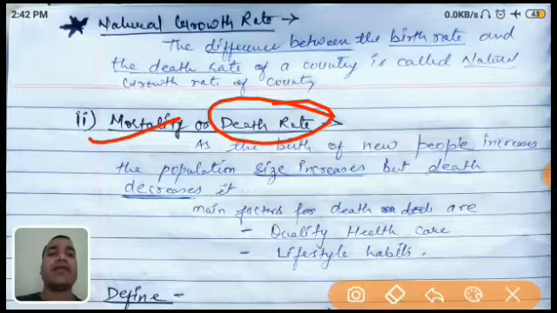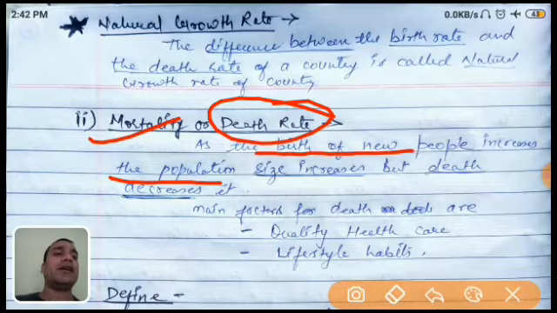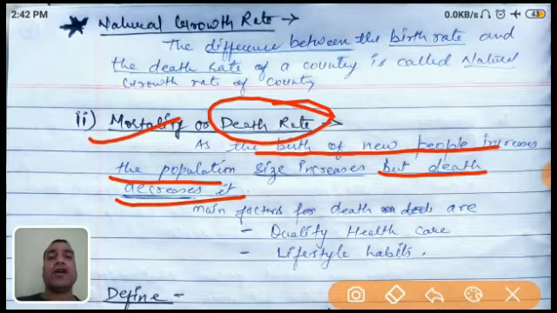Now see, next one is the mortality rate or the death rate. By the death rate you can easily understand what the mortality rate is. Just like birth is happening, that's why it is called the birth rate. In the same way, death, either natural or accidental, in any form. If 10 deaths happen in a year in a particular geographical area, out of 1 lakh population, then it is called the death rate. As the birth of new people increases the population, death decreases it.